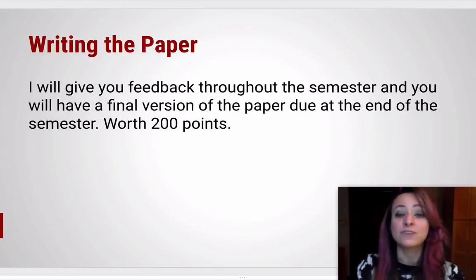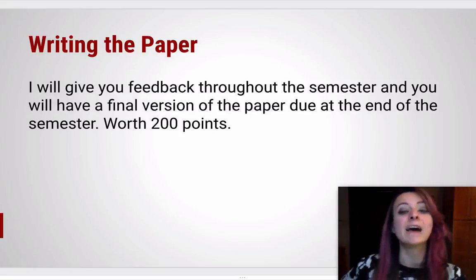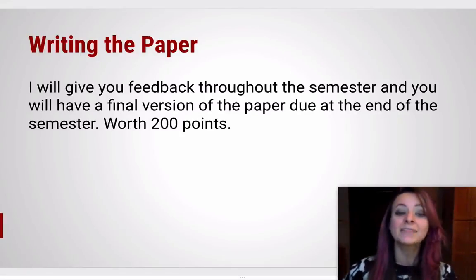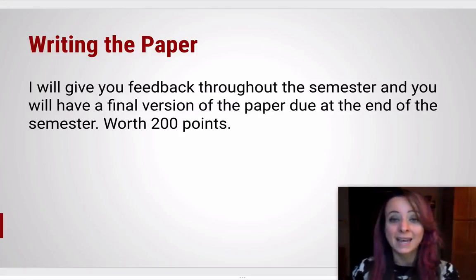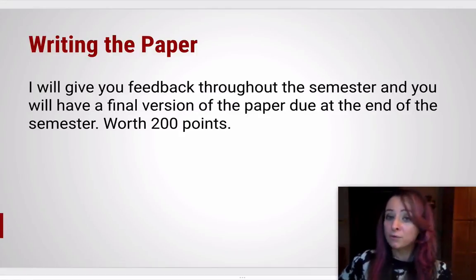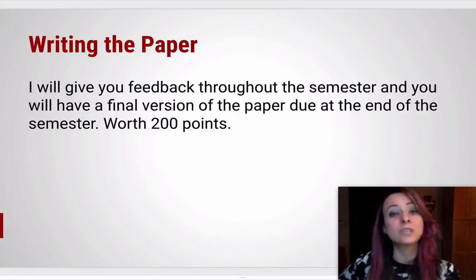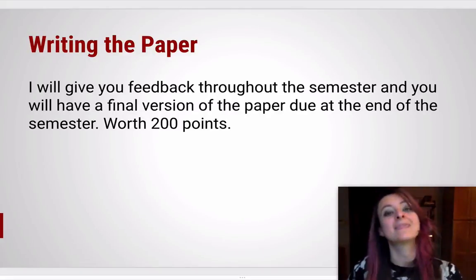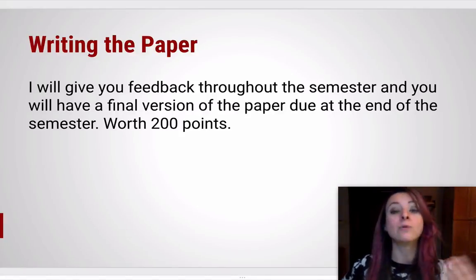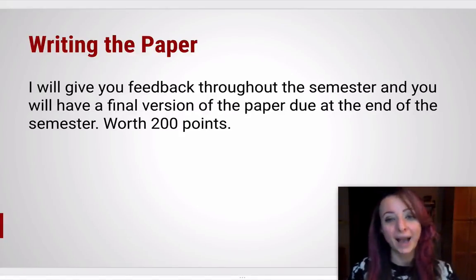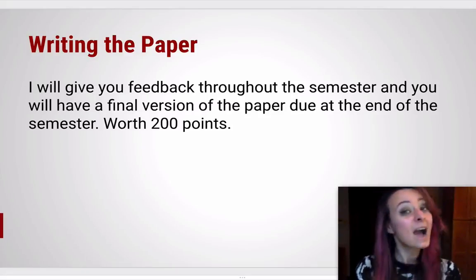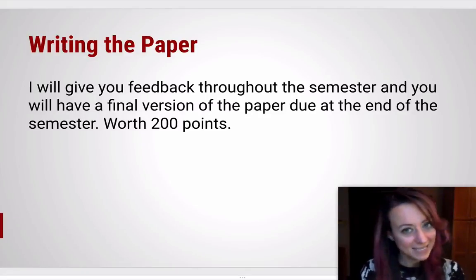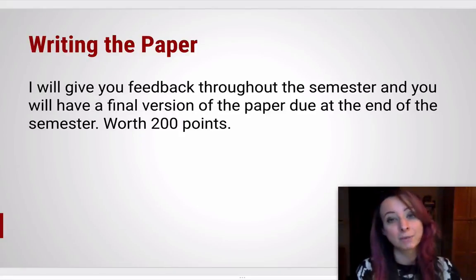Finally, I will give you feedback throughout the semester, and you will have a final version of the paper due at the end of the semester worth 200 points. So when you turn in your first 10 annotated bibliography entries, I will give you feedback. You will have the chance to redo them, add 10 more to it, and then your annotated bibliography will be done. When you write your literature review, I will give you feedback, and you'll have the chance to go back and make changes. So by the time you turn in your final paper, the last week of the semester, I should have seen everything that's in it, at least at some point, as some kind of draft.